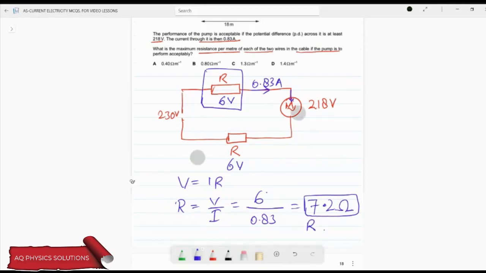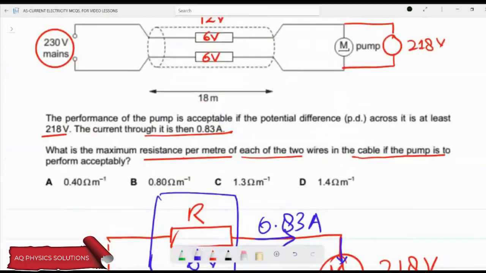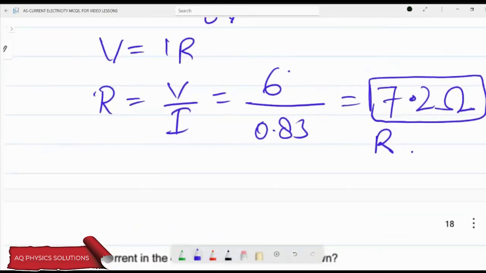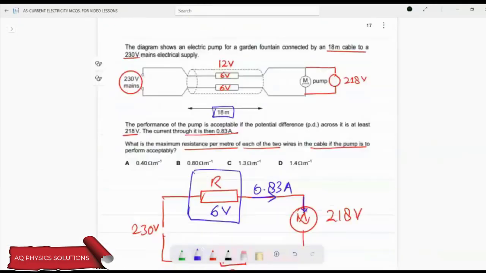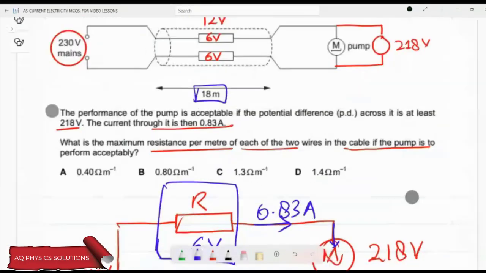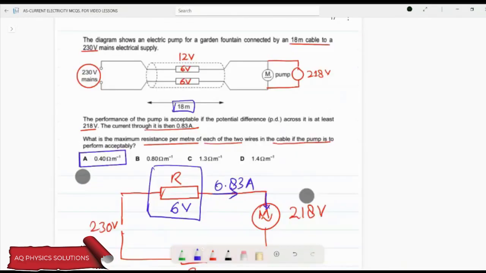Now, what is the resistance per unit length? Check this one out. What is the resistance per unit length or per meter? So I would consider the length of the wires, which is 18 meters. What is the length of the wires? 18 meters. So I would divide this. The resistance per unit length is equal to 7.2 divided by 18. It is 0.4 ohm per meter. So let's check this one out. So this is option A. I hope that this question would be clear to you.